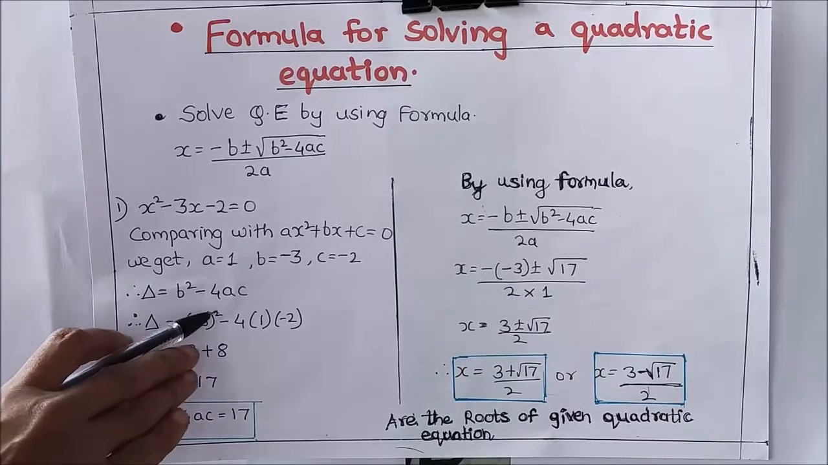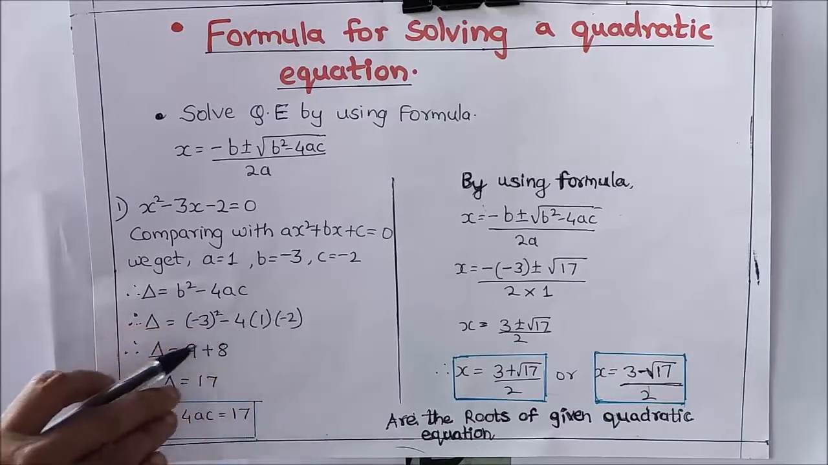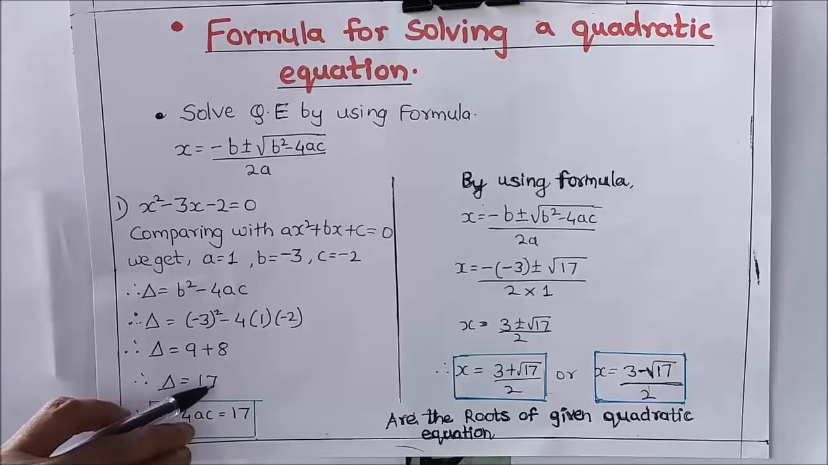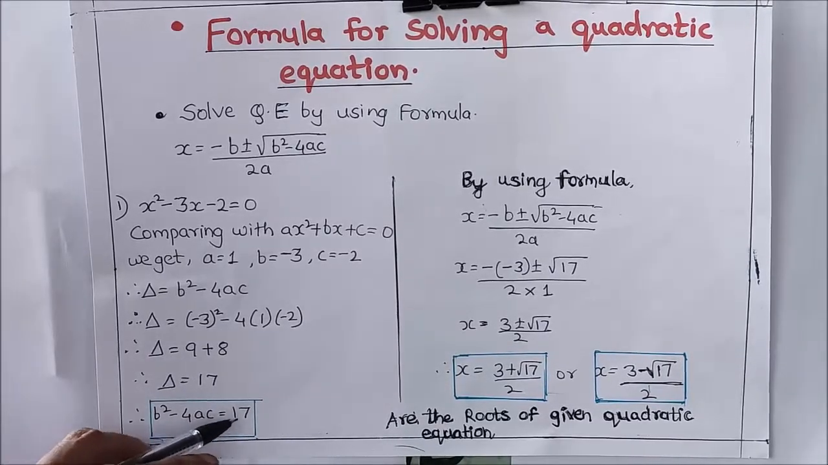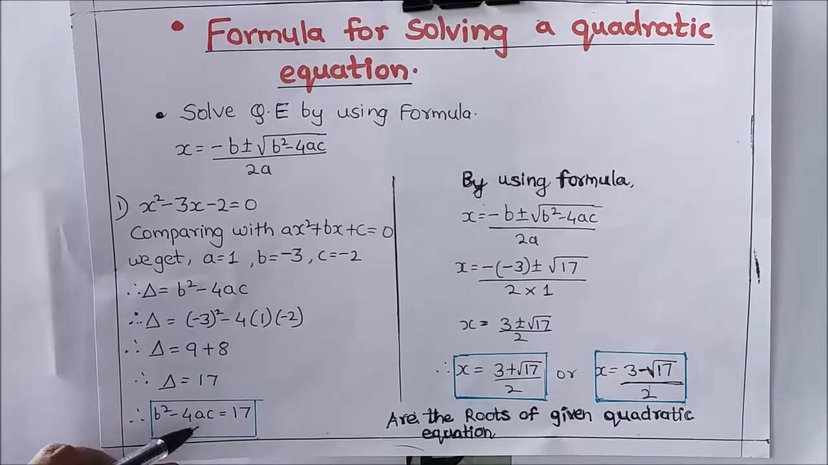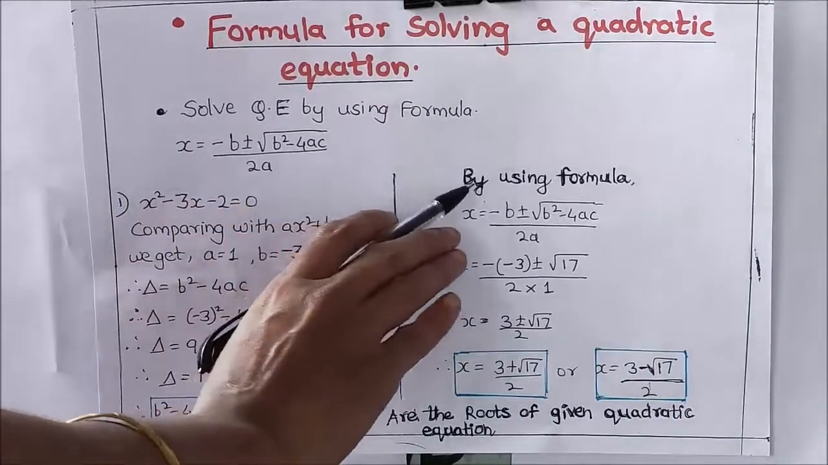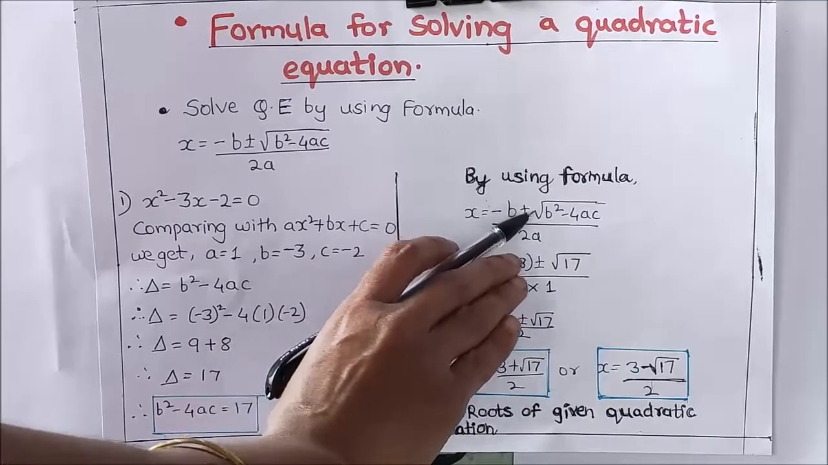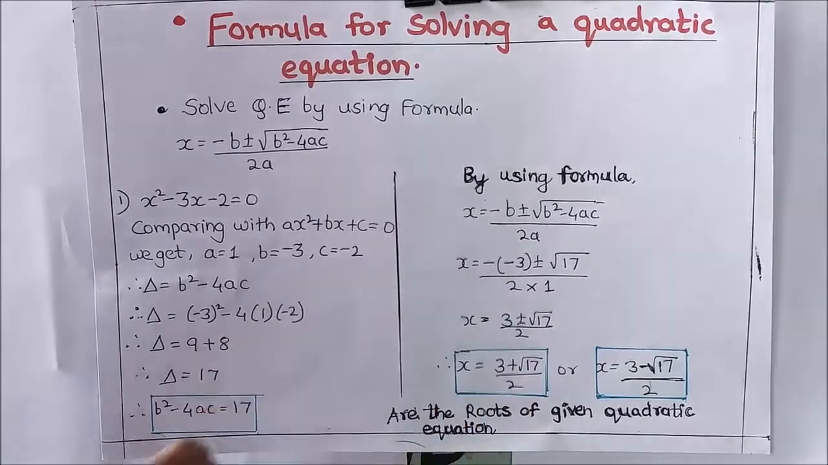Delta equals minus 3 square minus 4 into 1 into minus 2. Therefore, we found the value of delta as 9 plus 8, that is equal to 17. We found here b square minus 4ac equals 17. Now we will substitute this value of b square minus 4ac into the formula x equals minus b plus or minus root of b square minus 4ac upon 2a.